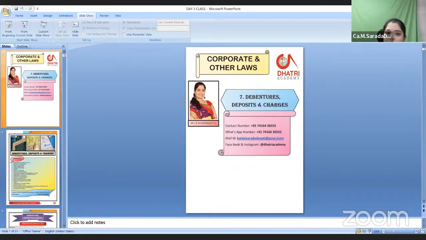So these are the important topics you need to keep in mind, especially in the case of charges. What is a charge? What is meant by fixed charge and floating charge? What is meant by crystallization of the floating charge or postponement of the floating charge? The time limits for the registration of charges are also important. What are the details to be filed with the ROC? What is called satisfaction of charge and memorandum of satisfaction?